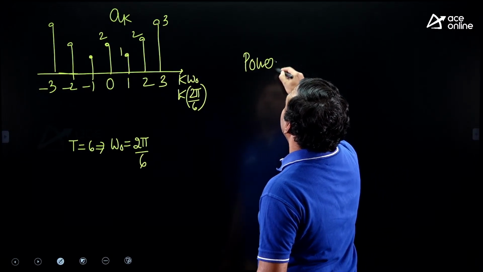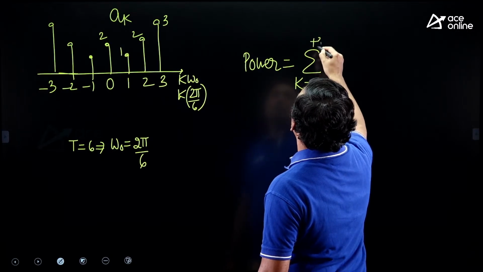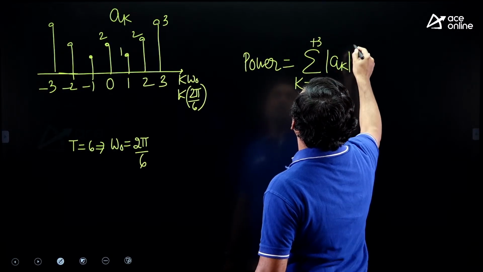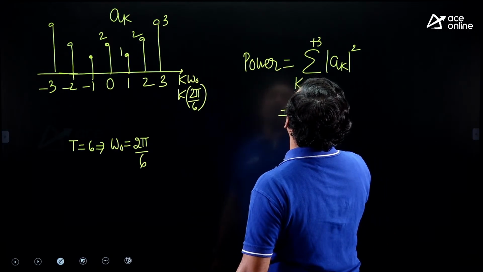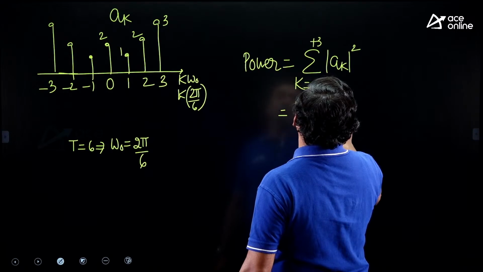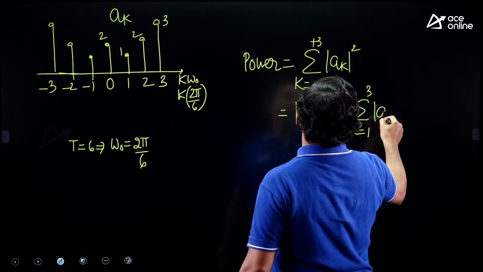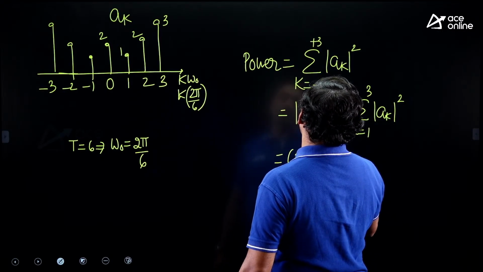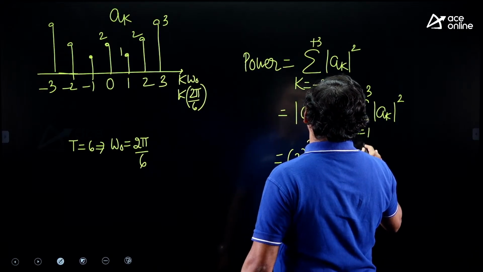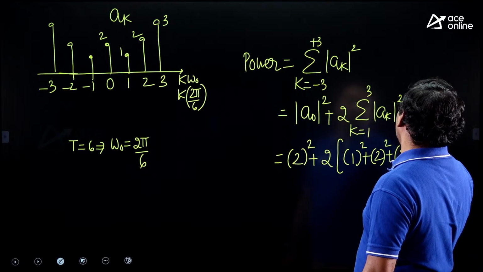So what is the power? Sigma minus 3 to plus 3 mod a k square. Because of its even symmetry, you can say a naught square plus 2 times sigma k equals 1, 2, 3 mod a k square. So 2 whole square plus 2 into 1 square plus 2 square plus 3 square watts.